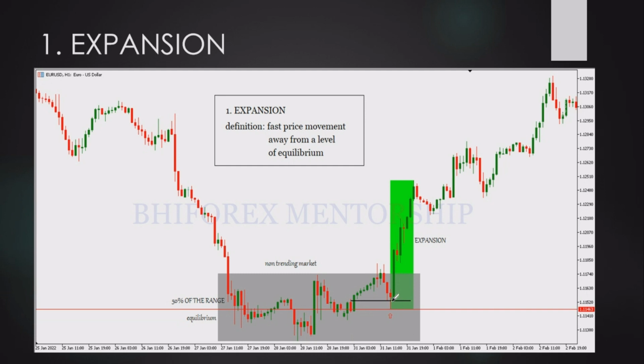So expansion here is the fact that price left equilibrium. Sometimes, this movement into equilibrium can even go below equilibrium, known as either discount or premium. When price retraces back into your discount or premium, it gives a deep impression like this. So from here, price leaving this area and moving aggressively fast from that range equals price expansion. Okay.